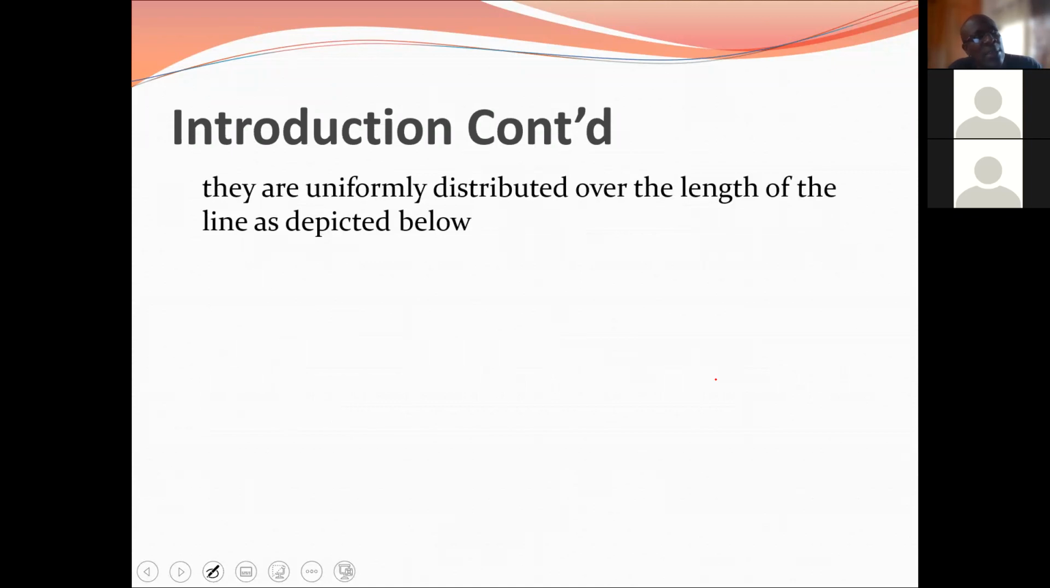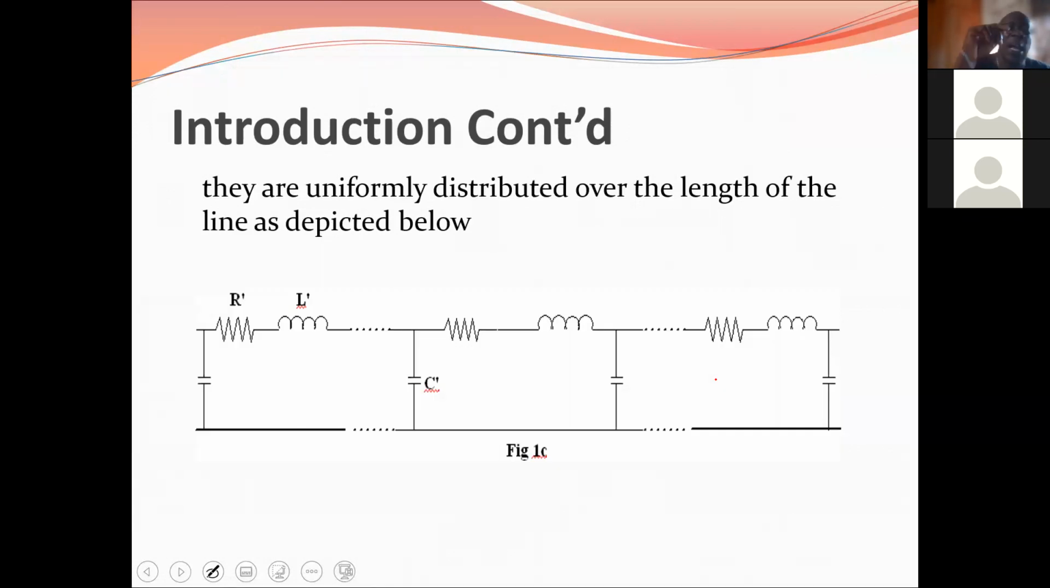The assumption is that with your constant cross-sectional area and the constant space between the conductors, these parameters are uniformly distributed over the entire length. All right? And so we represent that as shown. And note you have R prime, L prime, and C prime. These represent resistance, inductance, and capacitance per unit length. So those are your distributed parameters.